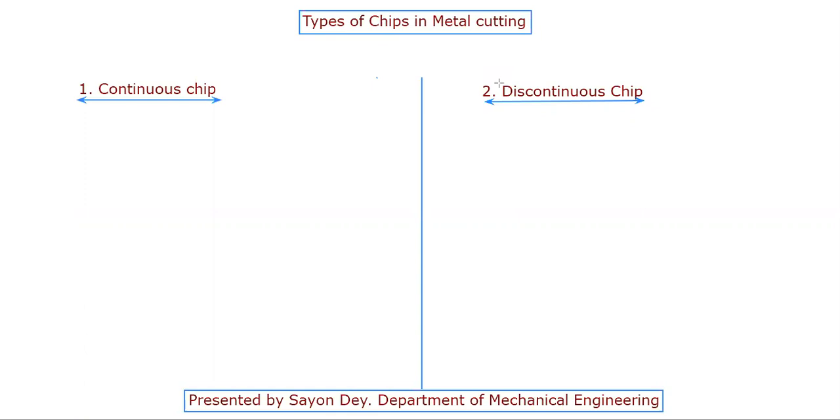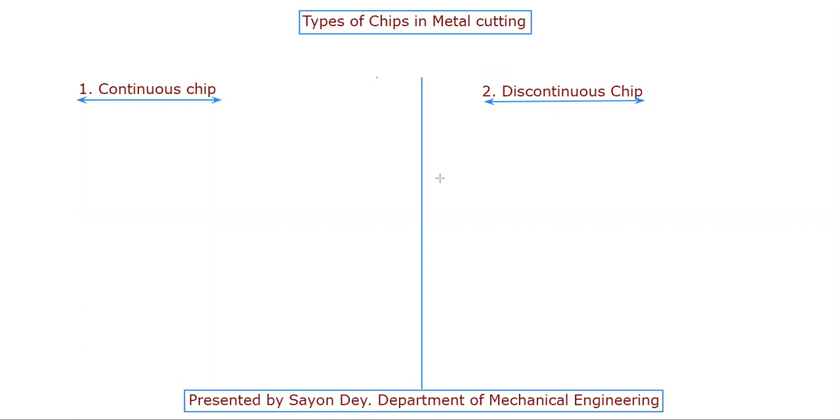In my previous video of the metal cutting, I have discussed the tool geometry and the various angles of a cutting tool. Basically, I have already discussed the various types of cutting tools like the single point cutting tool and multi point cutting tool. Today, through this lecture, I am going to discuss the chips that generate during our metal cutting.